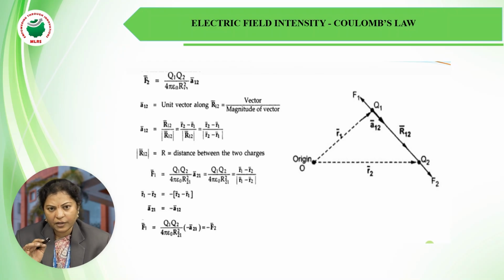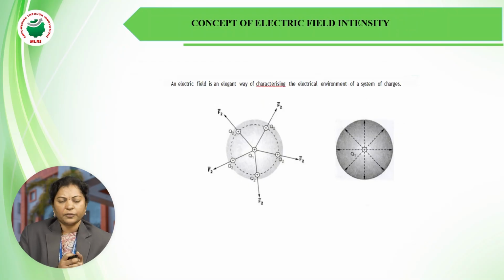So the force on one charge and the force on the other charge are opposite to each other. So that is about Coulomb's law. Next, the concept of electric field intensity. Here I am assuming one point charge in space, that is Q1.